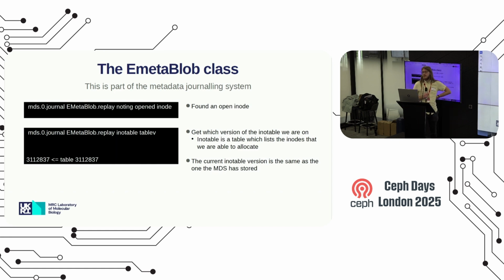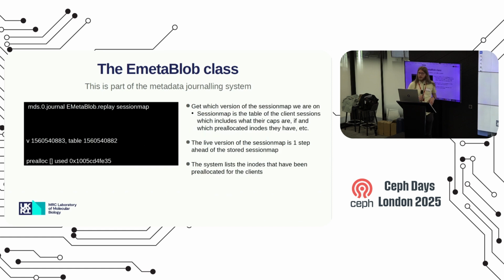can first see that there's a note about there being an open inode. So we've got a file which is open, and we're doing some I/O on that, where we're probably doing some I/O during this crash. Next, we have a note about our inode table, where an inode table just lists all the inodes that you actually have available to allocate. And the rest of this line just says that the current version of the inode table in the journal is the same as the stored one.